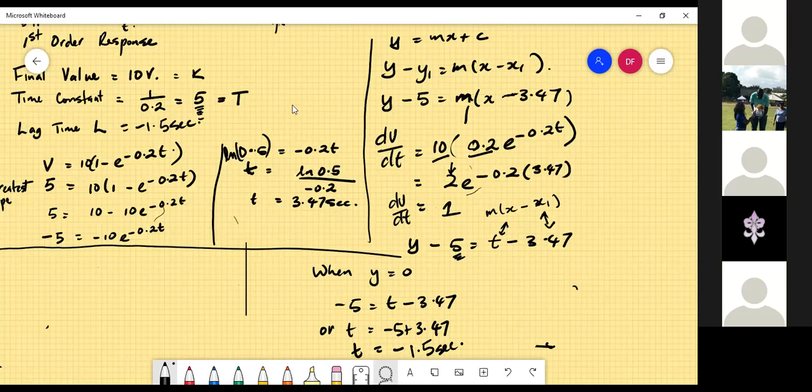But that was a digression, because the main point of the exercise is that if we have a first order response, let me go back to this now.